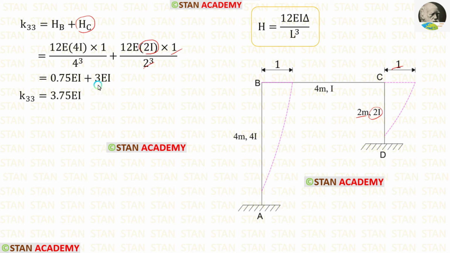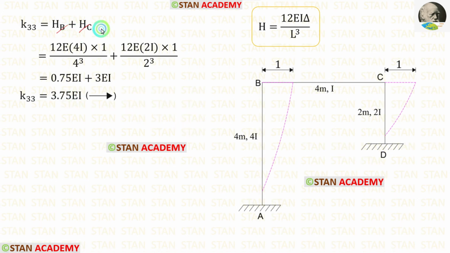After calculation, we are getting 3EI. For K33, we have to add these two values. After adding, we are getting 3.75 EI. Both of these reactions will be acting towards the right side. Our coordinate is also acting towards the right side. Since these reactions are acting in the coordinate direction, K33 will be positive.